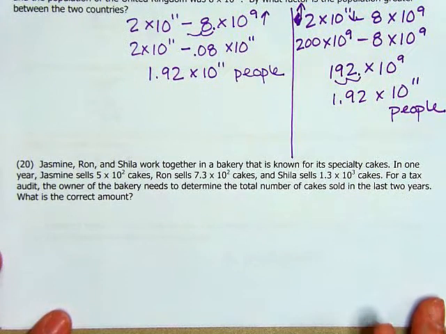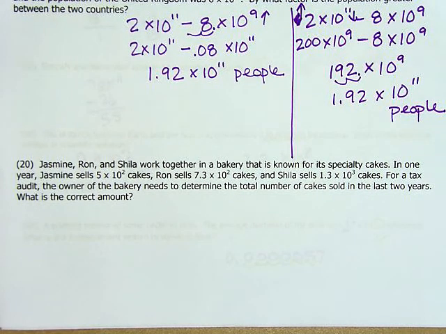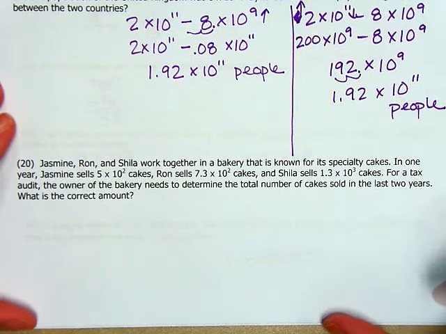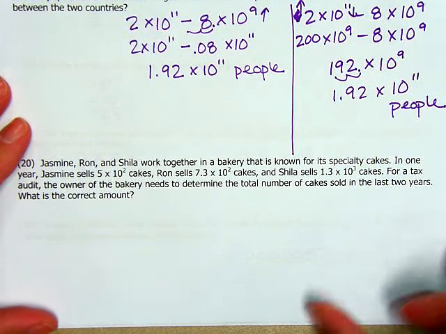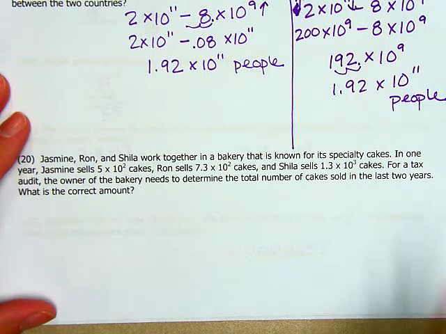Okay, last but not least, I have number 20. Jasmine, Ron, and Shyla work together in a bakery that is known for its specialty cakes. In 1 year, Jasmine sells 5 times 10 to the squared cakes. Ron sells 7.3 times 10 to the 2 cakes, and Sheila sells 1.3 times 10 to the third cakes. For a tax audit, the owner of the bakery needs to determine the total number of cakes sold in the last 2 years. What is the correct amount?